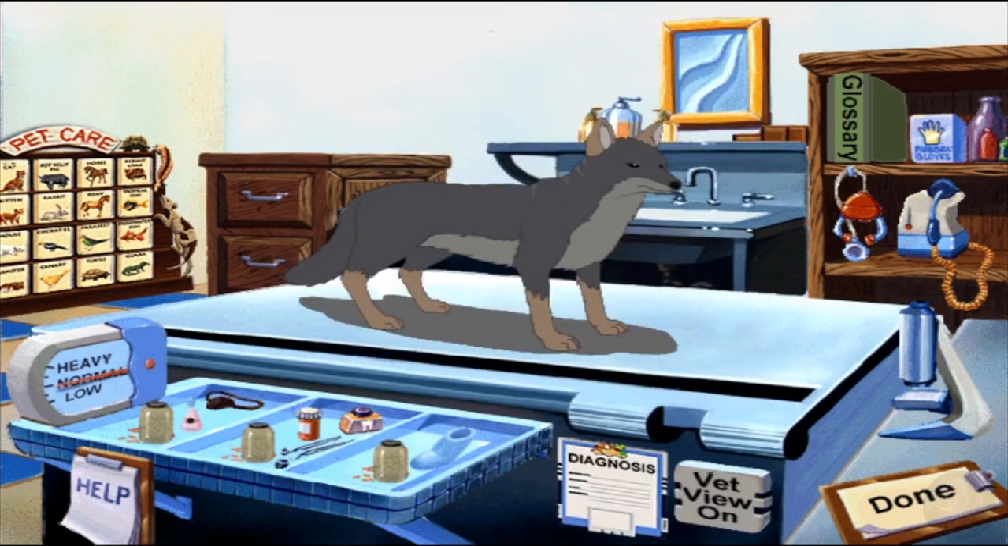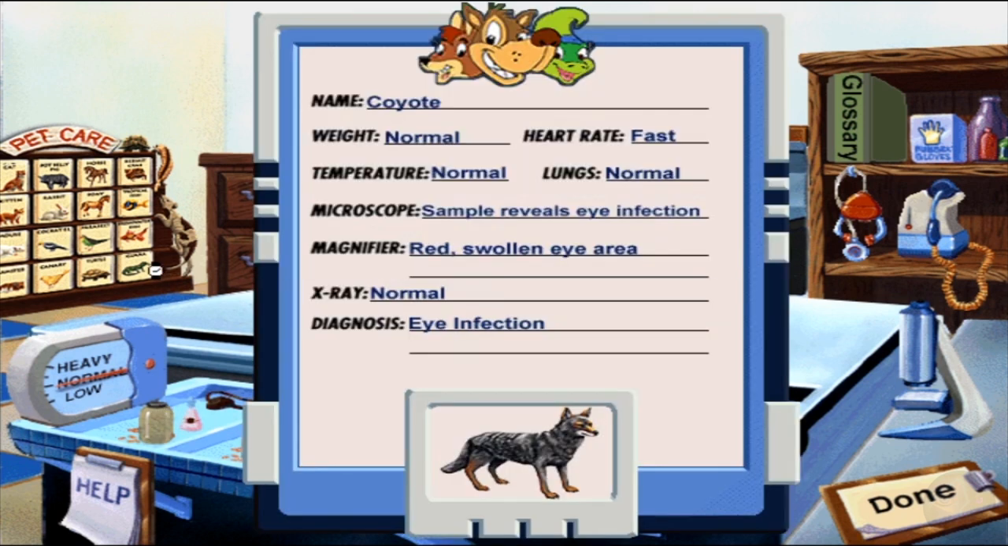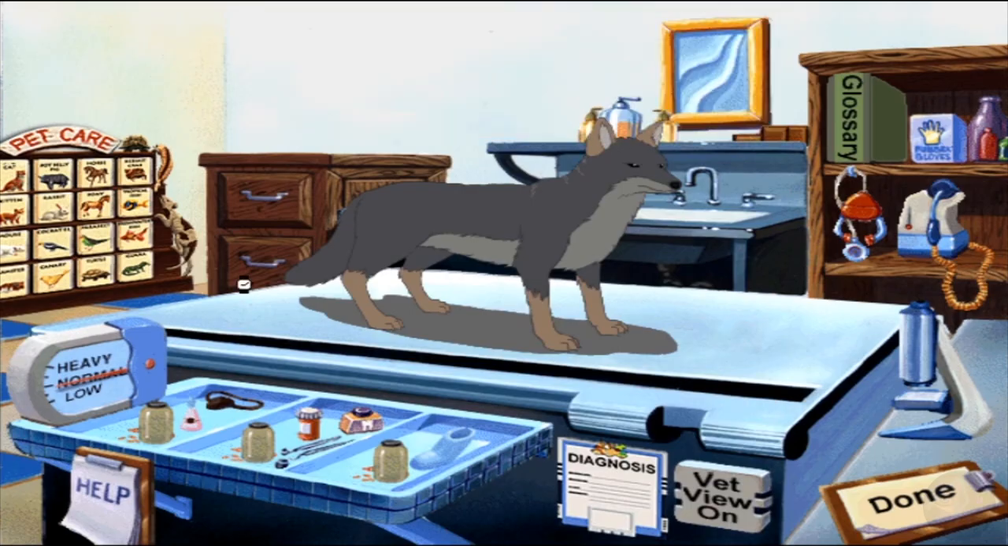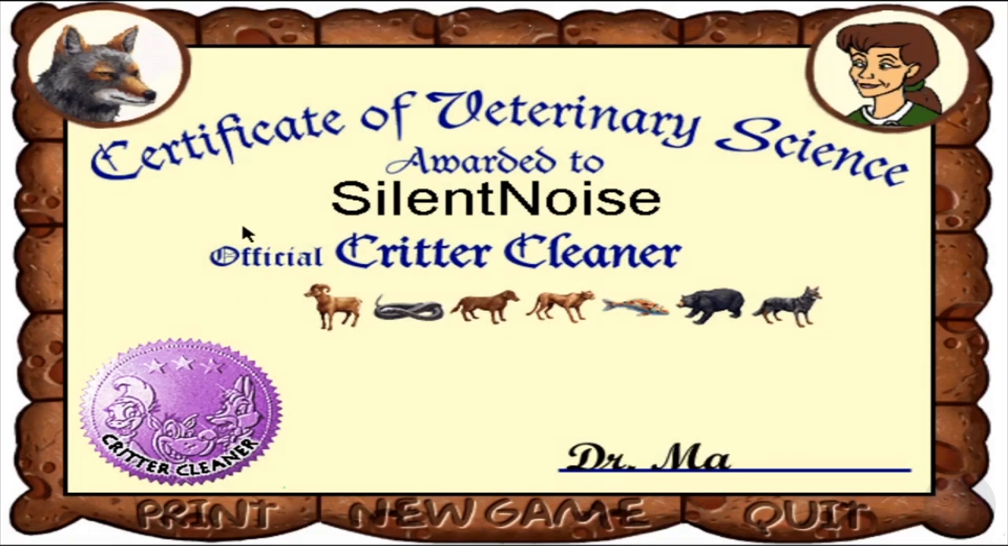Now that we know what the problem is, I will set up 3 trays. Antibiotic eye drop. Excellent job! The antibiotic eye drops will fight the eye infection, and the pain pills will allow the coyote to rest in comfort. The eye patch helps protect the eye while it heals. Great work! Congratulations! You really earned this certificate.